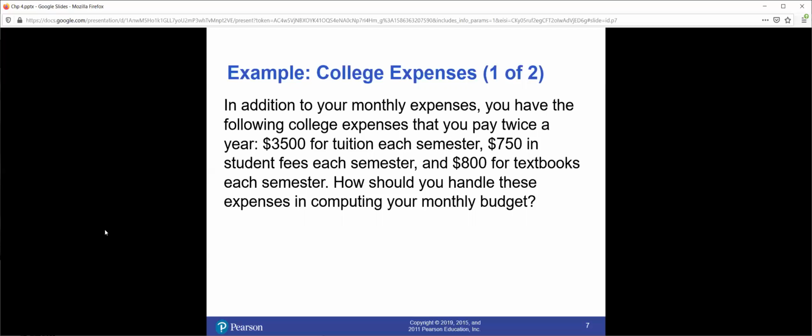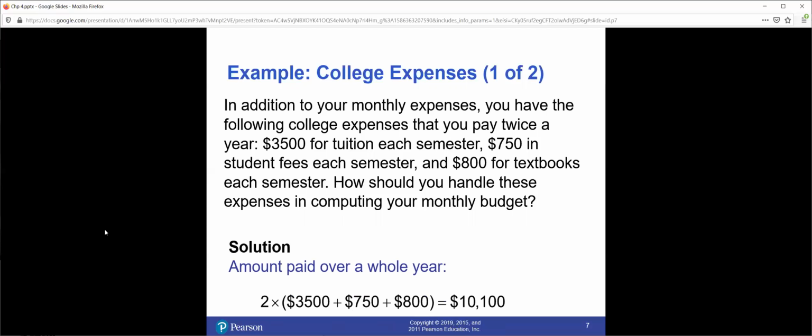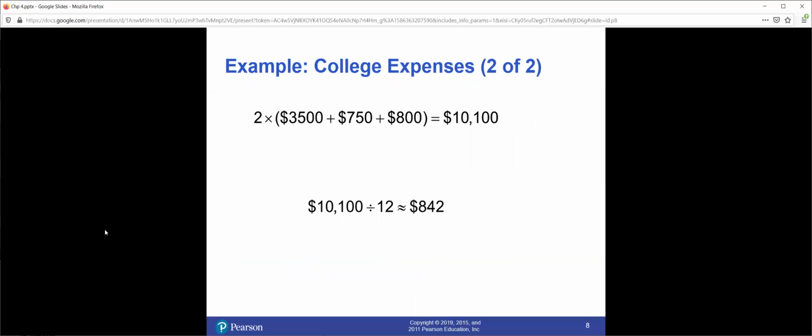Well, we know each semester we need to pay $3,500 plus $750 plus $800. So the amount paid over the whole year would be that number times 2, or about $10,100. Divide that by 12, that means college is costing you about $840 a month, right?